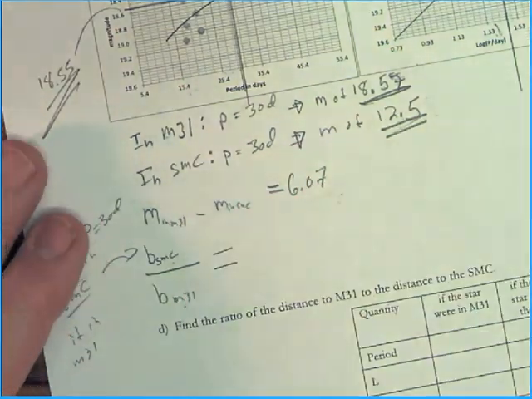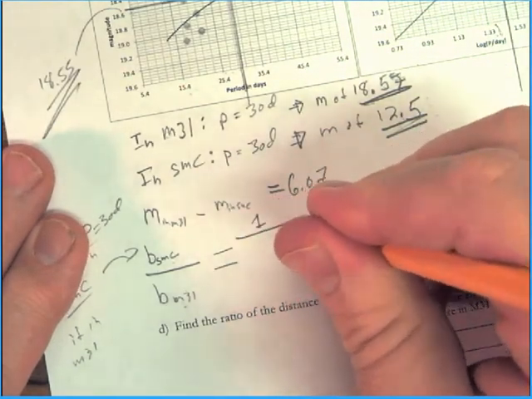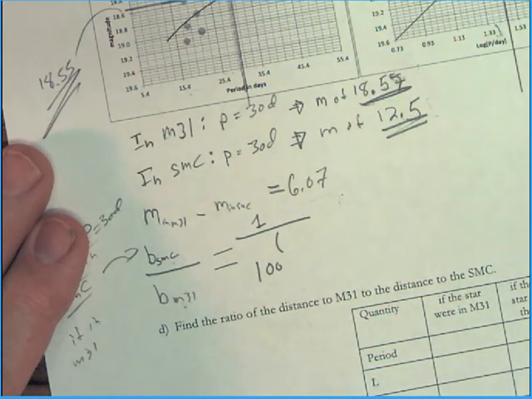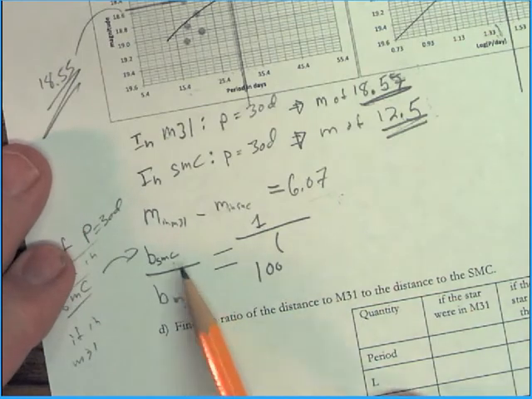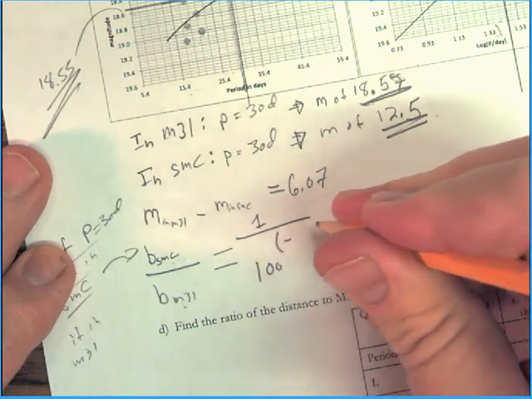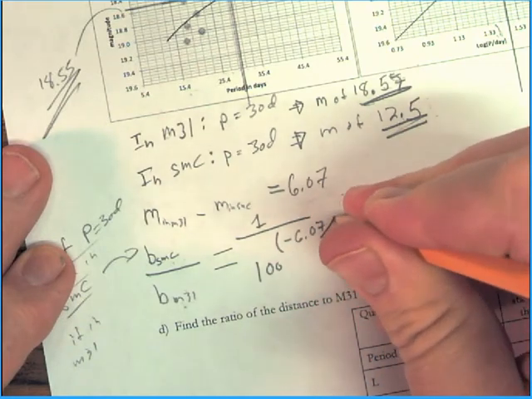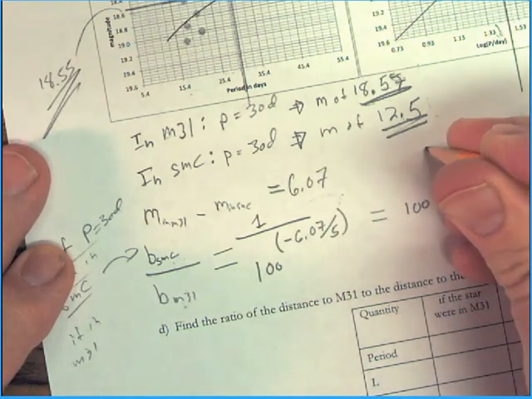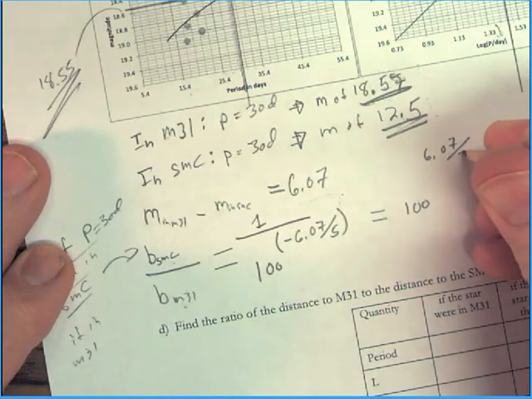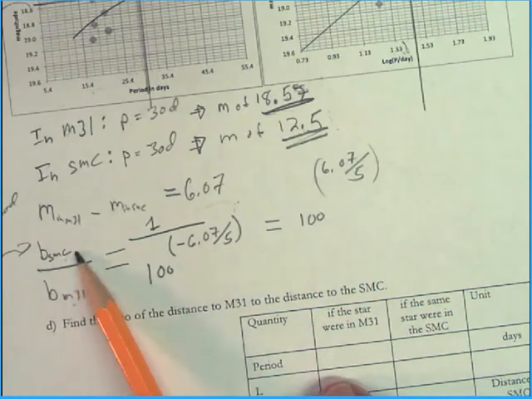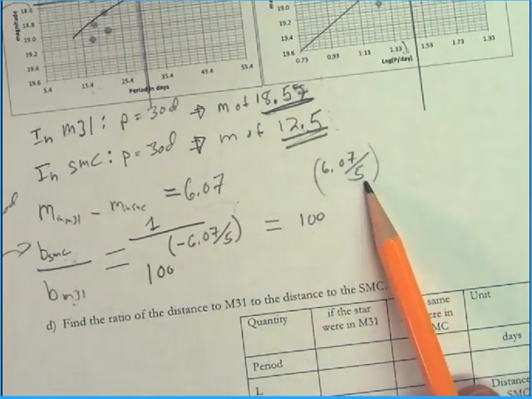So that equals 1 divided by 100 to the negative 6.07 divided by 5, which is equal to 100 to the 6.07 divided by 5. And we know that this has to be bigger than 1, so that's what we have here.